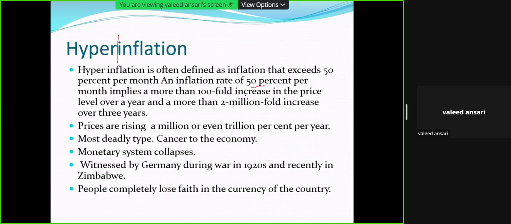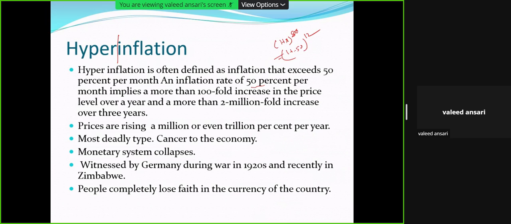So if prices are rising by 50%, 100%, or more a month, you can understand the effect of compounding. If, let us say, inflation is 50%, so 1 plus 0.5, you can understand the effect of this compounding. Over a long period of time, it may be a 2 million fold increase. So this is the definition.